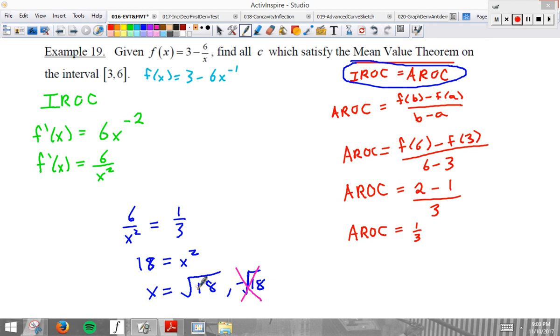This root is in the interval. I know that for 2 reasons. Reason number 1, we were guaranteed to have an answer because this function is continuous on this interval. It is not continuous at 0, but 0 is not in this interval, and it's differentiable on this interval. This derivative is not differentiable at 0, but it's not in this interval. Easy peasy.